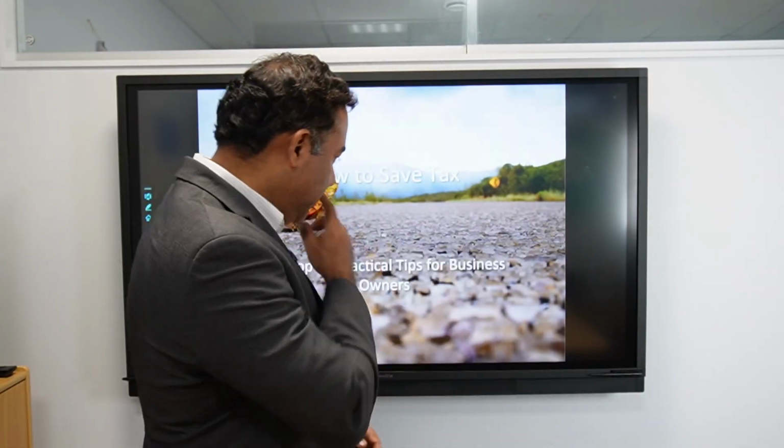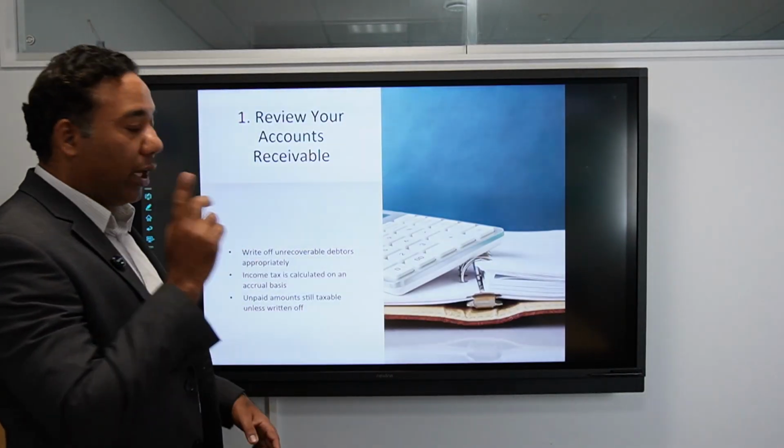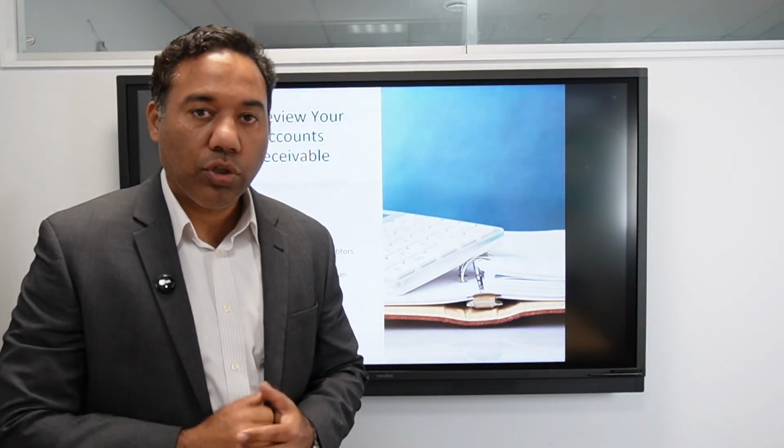So step number 1 is accounts receivable. Look at your accounts receivable. Do you have any income or sales that you shouldn't be paying tax on? Remember another thing, accrual accounting. Accounting works on accrual accounting. When you raise an invoice and it has gone to the customer, whether the customer has paid their invoice or is likely to pay or not, you're still obliged to pay income tax on that.